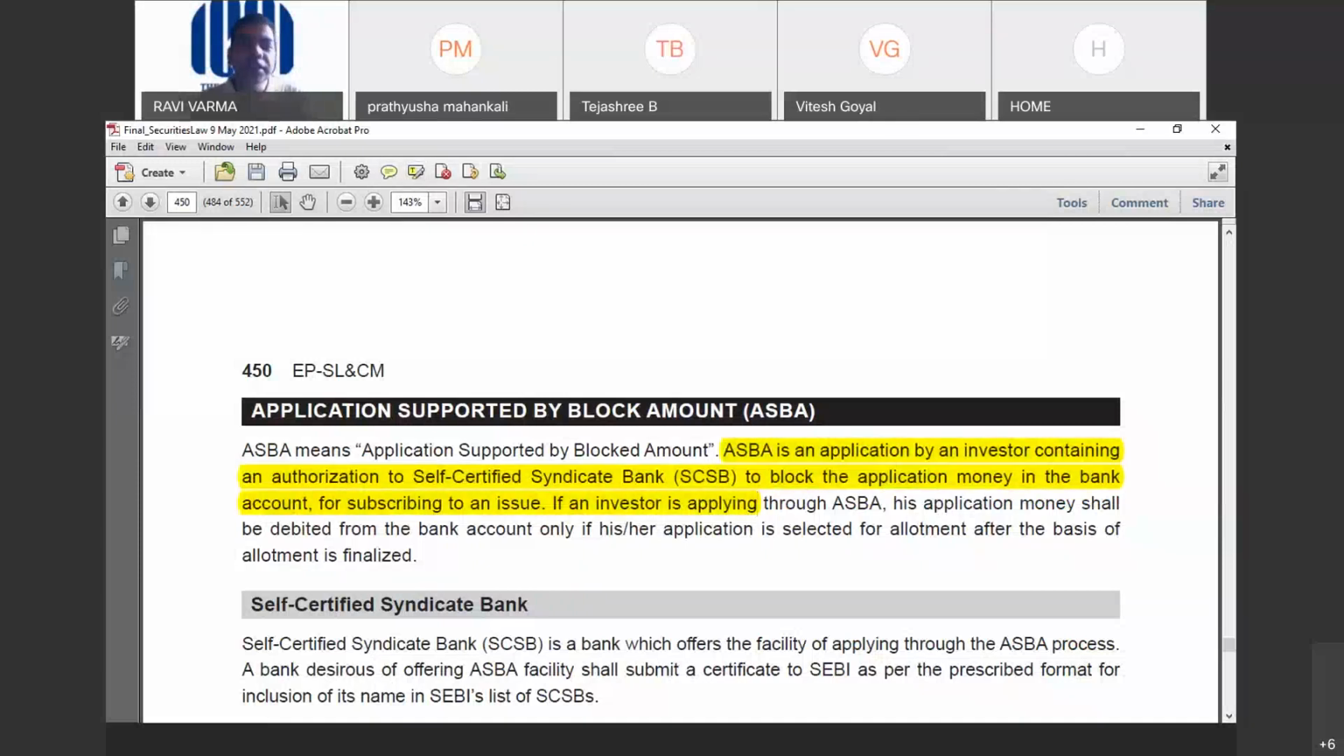What they are saying is, if the bank confirms that this amount is blocked for you, then the company can go ahead with the application, because they have got a kind of confirmation or surety from the bank. If your application is processed and allotted, they will take the money from the bank. If it is not allotted, then your bank will release the amount. Since the bank is your own bank, you can keep earning interest on this amount, so the loss of interest is protected.